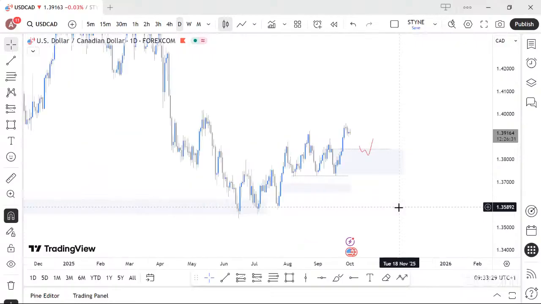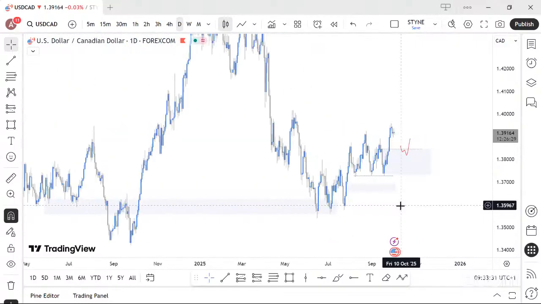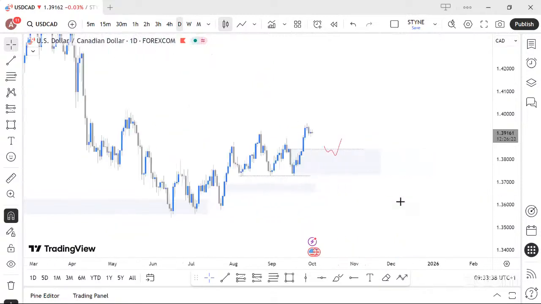So we are still very much bullish on USD CAD. We are still very much bullish on USD CAD. Okay, so that's that.